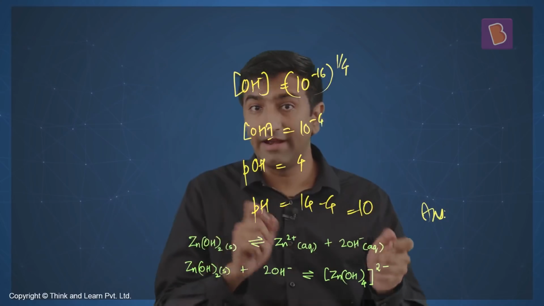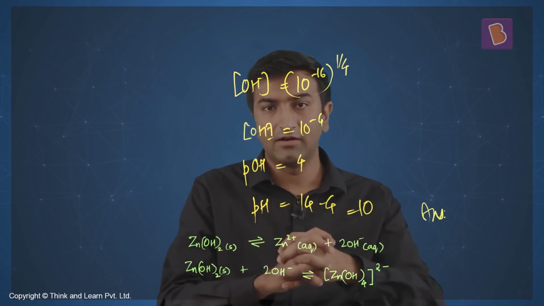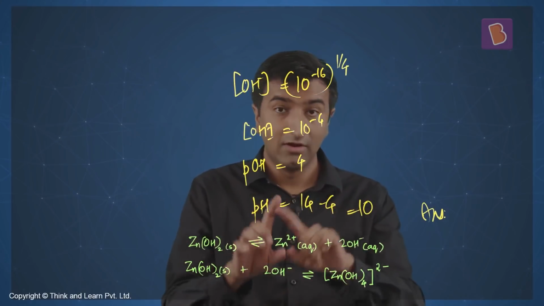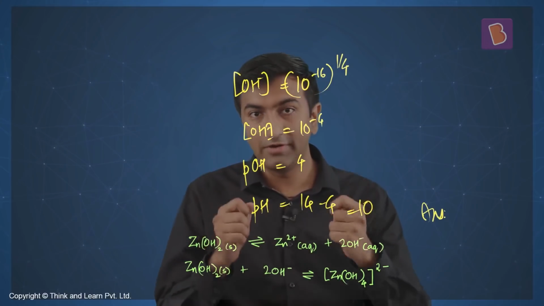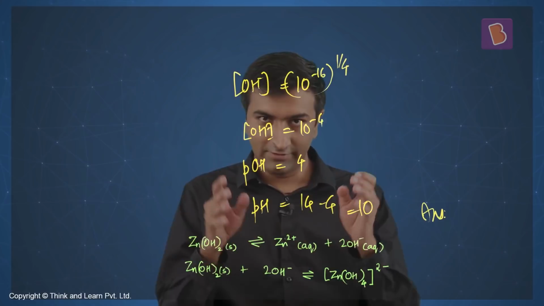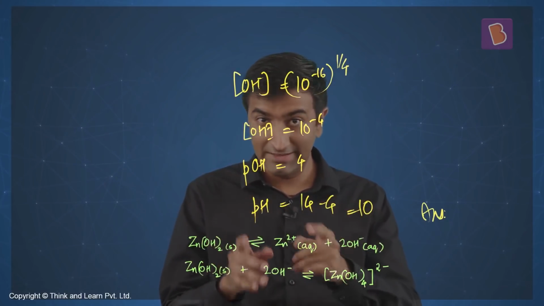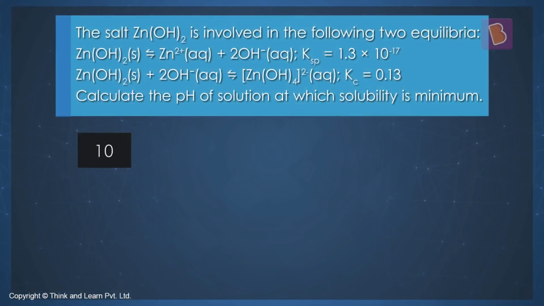Why did we do that? Because our end goal was to figure out pH. And once you get pOH, you can get pH. How do we get pOH or OH minus? Well, we had this condition that the solubility needs to be minimum. What solubility? Total solubility S1 plus S2, which we figured out in terms of OH minus. Differentiate that, equate it to 0, right? Because that's what the minimum is going to be. And there you go. Answer is pH equals 10. Basic solution.